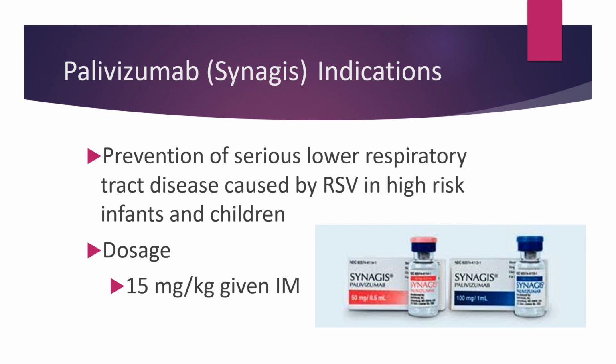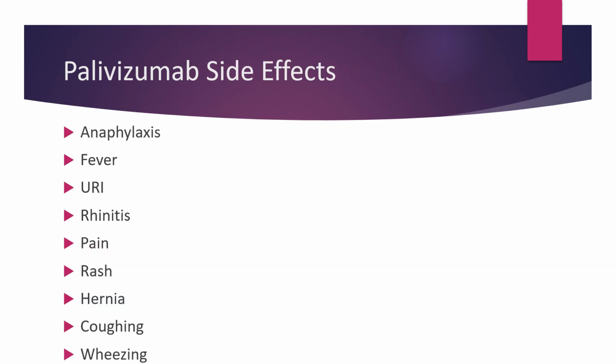Like I said, it's an IM administration. It's given IM. It's a shot. It's once a month during respiratory season. And it really does help decrease the risk of death from RSV. So it doesn't prevent them from getting RSV, but if they do get it, it should help them reduce their risk of death from it for those patients.